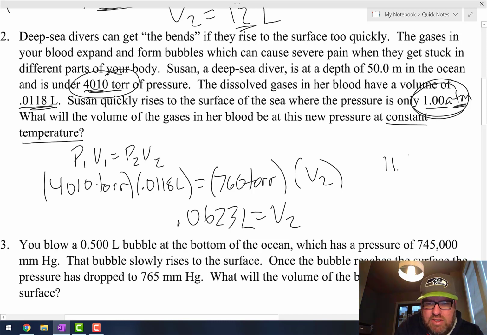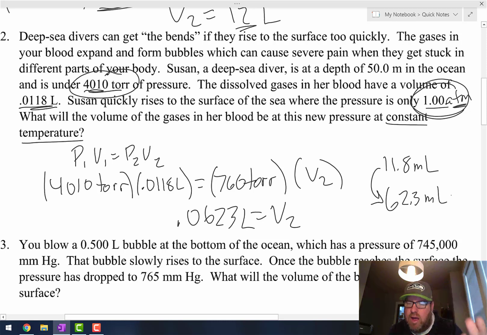Now, that doesn't seem like very much, but if you think about it, 0.0118 liters is 11.8 milliliters. Okay, so that's the volume of these gases in your blood. And now, by coming up quickly to the surface, you've gone from a volume of 11.8 milliliters to 62.3 milliliters. You've increased the volume of the gases in that blood by over 5 times. Okay, and when things expand, think about when water expands, it breaks sprinkler pipes, it breaks glasses if you put them in the freezer. Okay, that can be very, very dangerous.